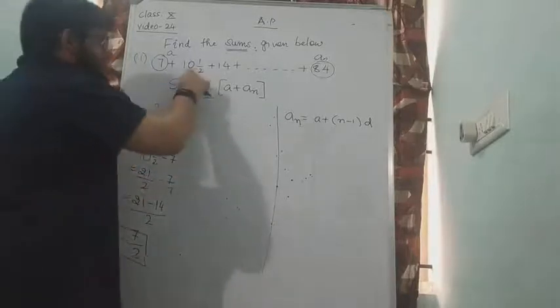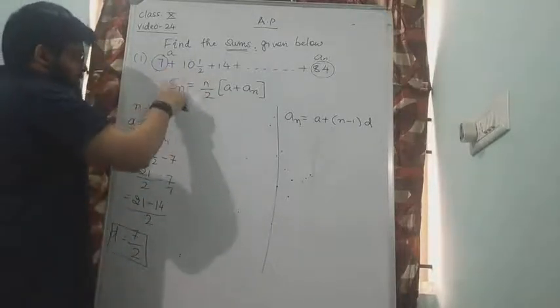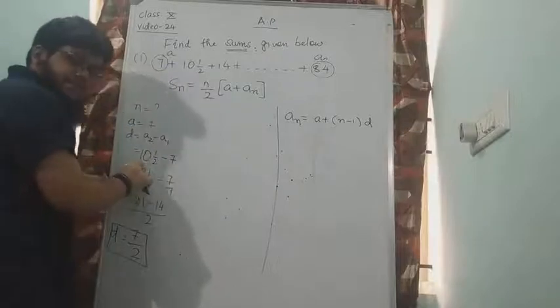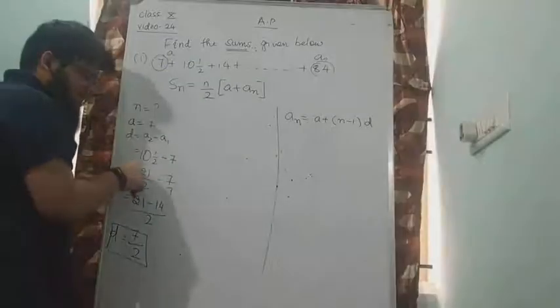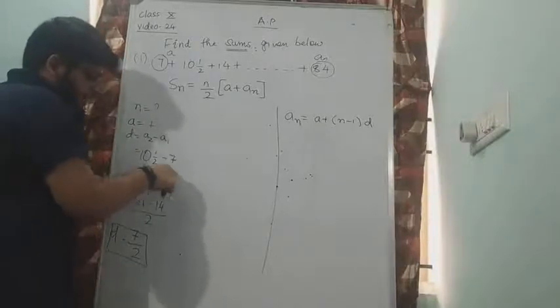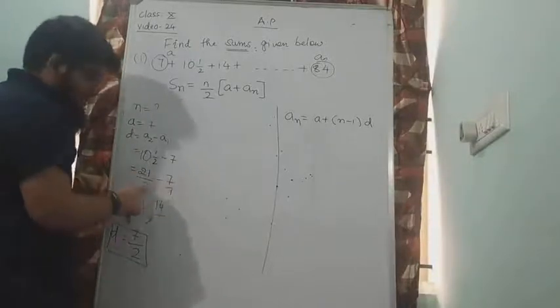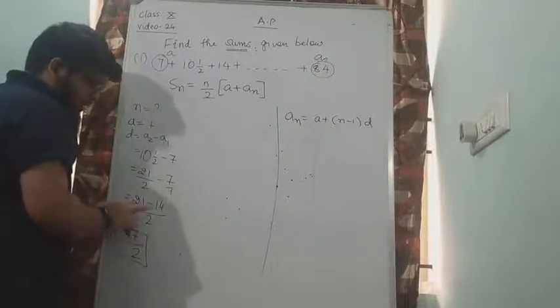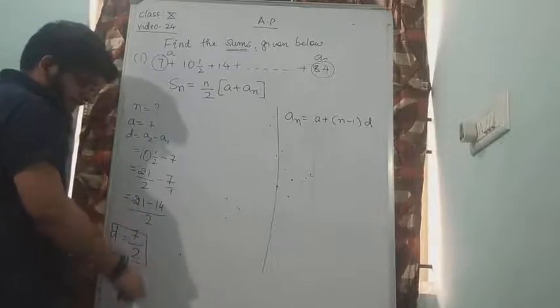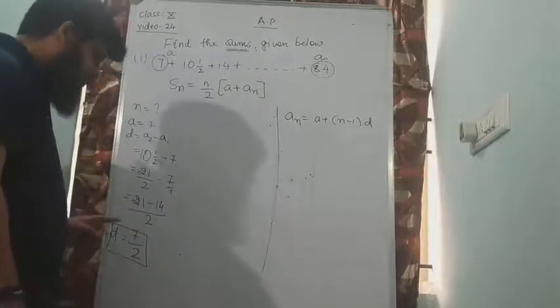So a2 minus a1, a2 is 10 and a half, minus a1 is 7. 10 and a half in its proper fraction form is 2 tens are 20, 20 plus 1 is 21 divided by 2, minus 7. 7 we take as 7 by 1. 21 ones are 21, minus 2 sevens are 14, divided by 2 ones are 2. 21 minus 14 is 7 divided by 2, and that is going to be the value of d.